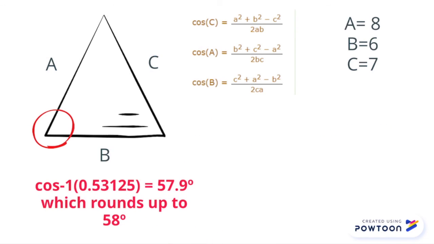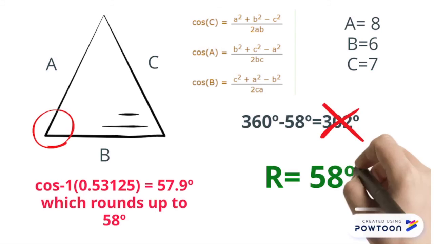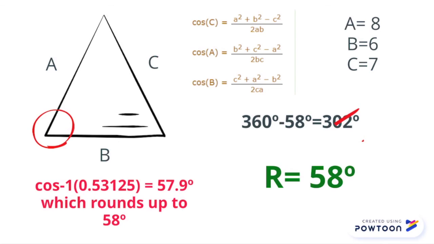But be careful, this is not the only angle we can get. We can get a second angle by subtracting 58 from 360, which will give you 302 degrees. But the second angle is not possible to use because we need an angle smaller than 180 degrees, so we work with the first one. You repeat the same steps with the other angles.